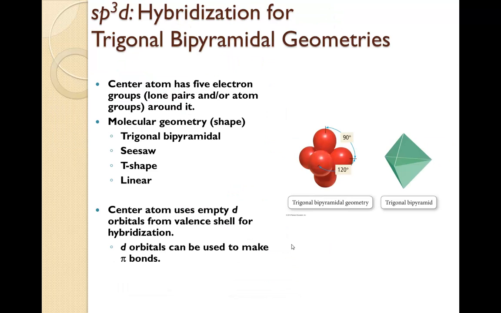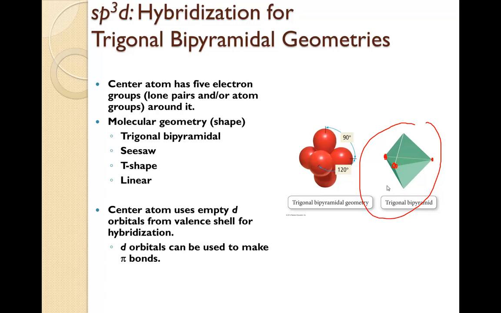So let's move on and do sp3d hybridization with trigonal bipyramidal geometries. The center atom has 5 electron groups, or lone pairs and/or atom groups around it. So the molecular geometry in this location is trigonal bipyramidal, which is what we see here. Seesaw, which is if one of these had a lone pair. T-shape, if another one of these had a lone pair. And linear, if we had 3 lone pairs on there.